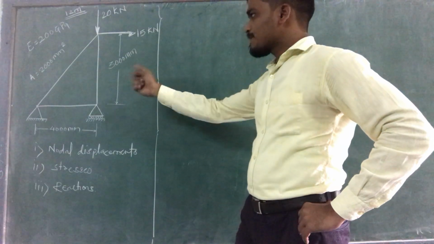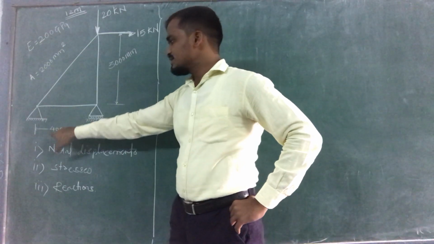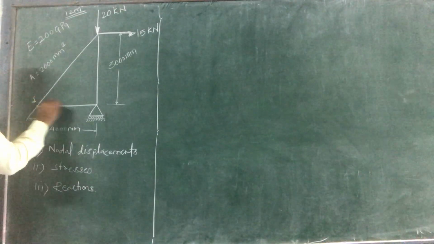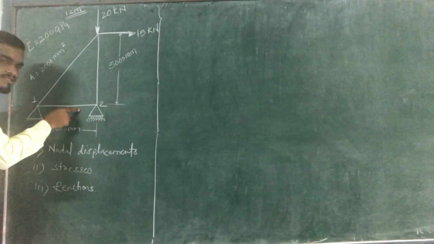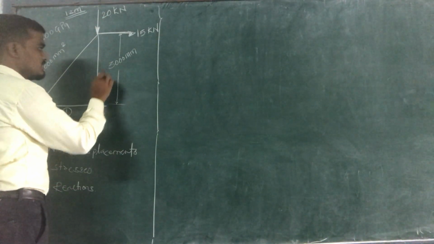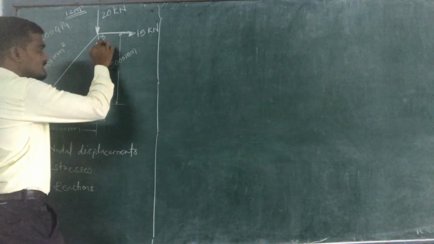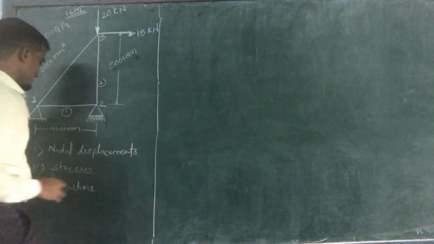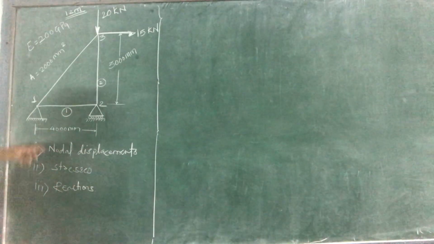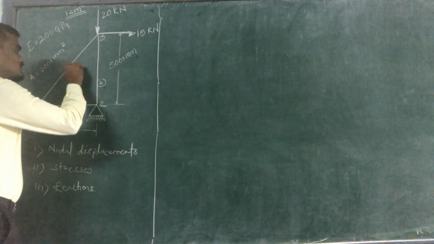Okay, so in this problem there are three members: first, second and third member. Length is given between node 1 and node 2. This is node 1 and node 2. So the length for the first element is given equal to 4000 mm. Then for the second element, length is given equal to 3000 mm, which means the distance between node 2 and 3 is 3000 mm, and the distance between the first and second node is 4000 mm. Okay, so this is the first element, this is the second element, and this is your third element.